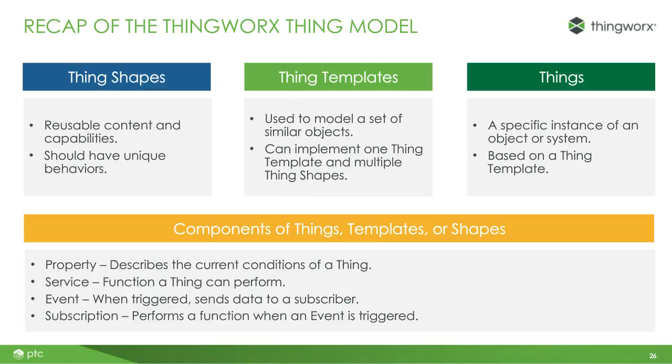So to summarize, yet again, a thing and the thing model is used to represent most any type of object. It's the digital representation of a physical asset or system. And things are defined by properties, services, events, and subscriptions. Things are created typically from thing templates because you're wanting to create a whole bunch of effectively the exact same type of thing, whereas thing shapes are a set of a subcomponent, a reusable characteristic that you're wanting to use about many different, possibly disparate things.